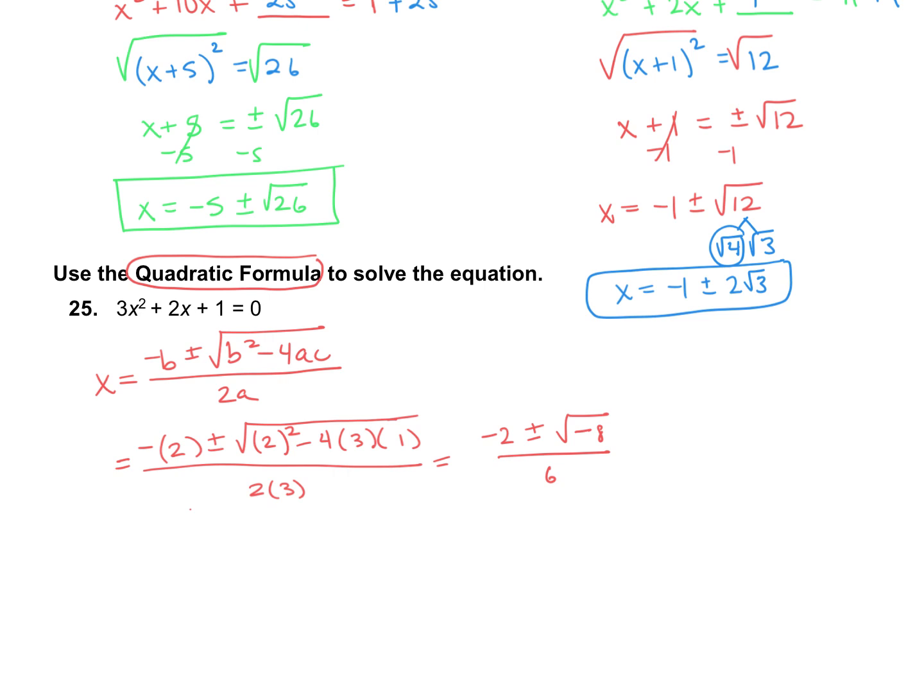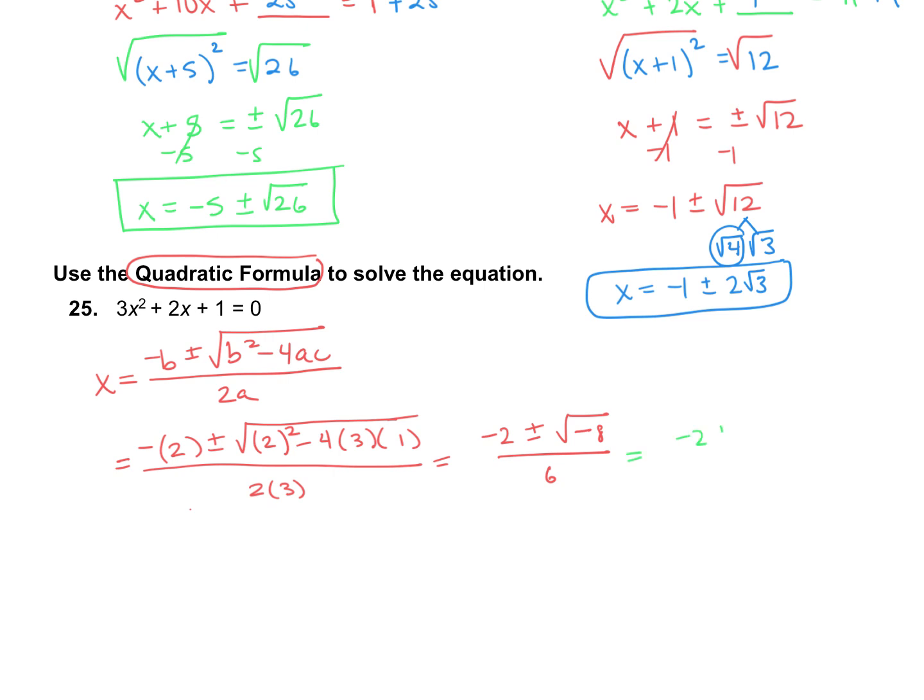If we were to graph this on our calculators to see where it crossed the x-axis to find solutions, it wouldn't cross the x-axis. We'd say, oh, there's no solution. That just means there's no real solution. But we can keep working with this to get our imaginary complex solution. So when you square root a negative, remember that's when i shows up.